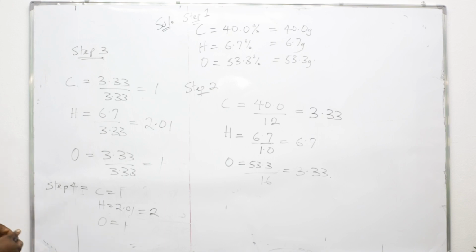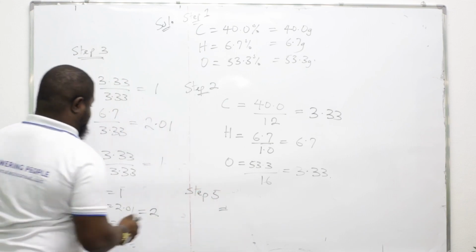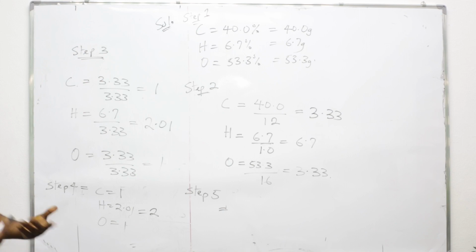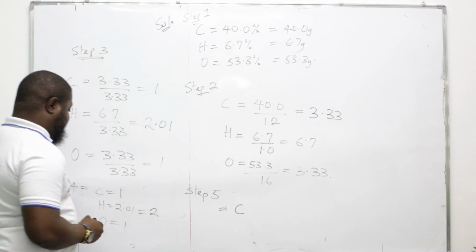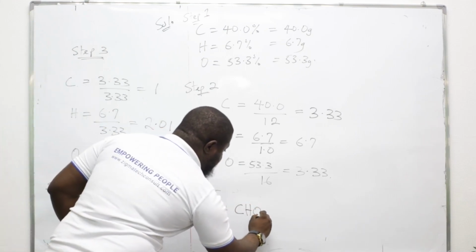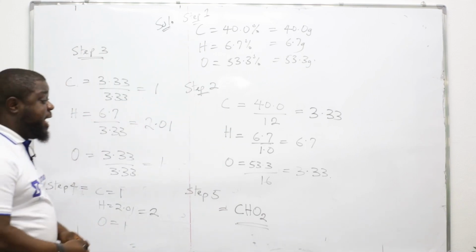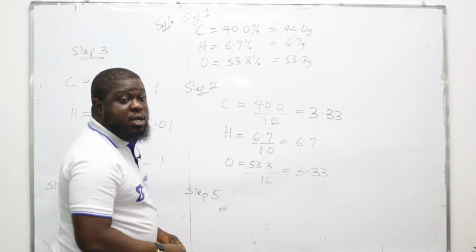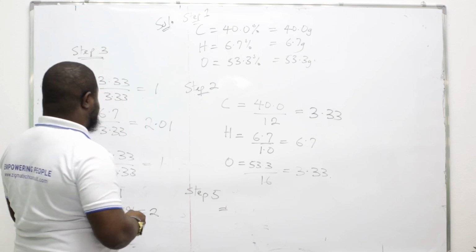So now the subscripts, step 5. The 1 is already 1. You do not write 1 as a subscript. So the answer there will be C with a subscript of 1, H, and the oxygen. Sorry, let me correct that.